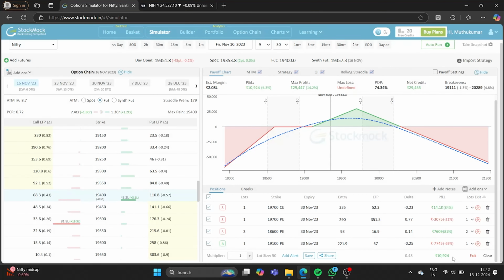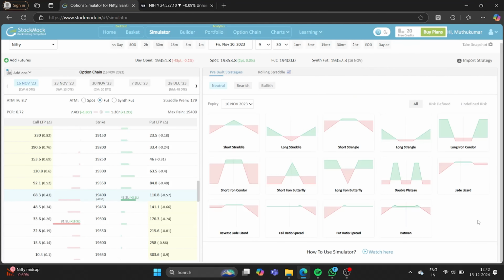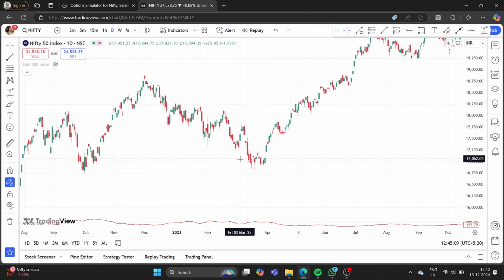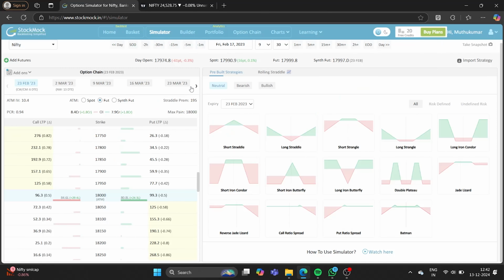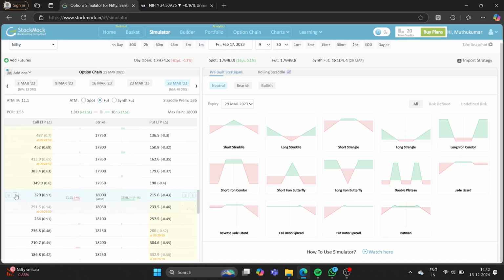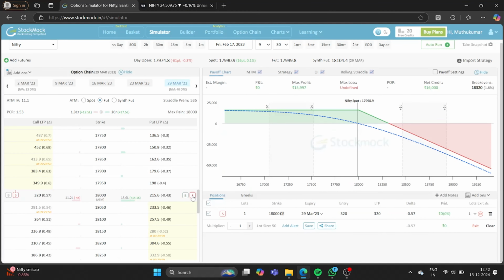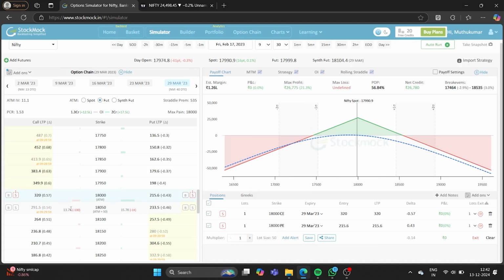That's a good profit for 1 month. Now let me explain the other example. For this example I have taken here 17th February 2023. So this candle right here is 17th February 2023. Okay, let's take the 29th March expiry, and I will go and sell the ATM straddle.